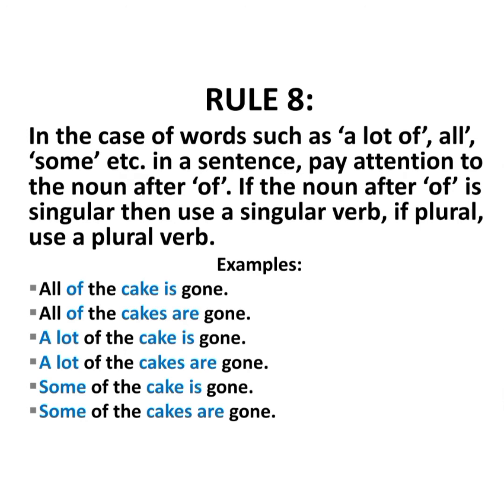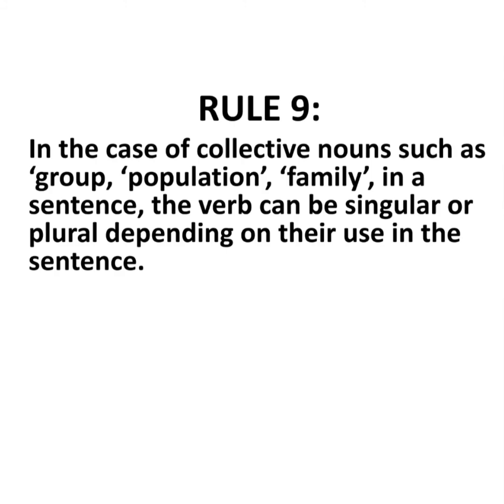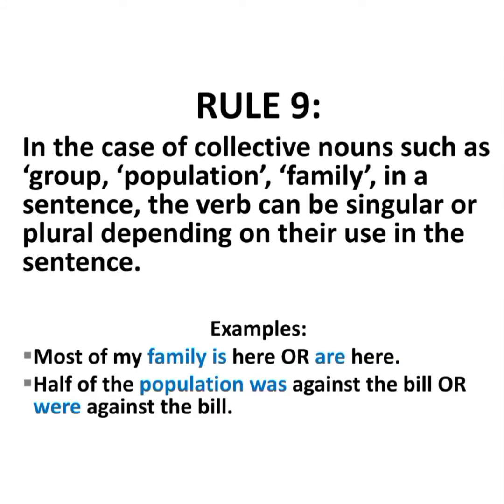So let's go to the next rule, rule number 9. In the case of collective nouns such as group, population, family, in a sentence, the verb can be singular or plural depending on their use in the sentence. So when you have collective nouns like committee or police or population, family, okay, the verb can be singular or plural depending on what you mean.